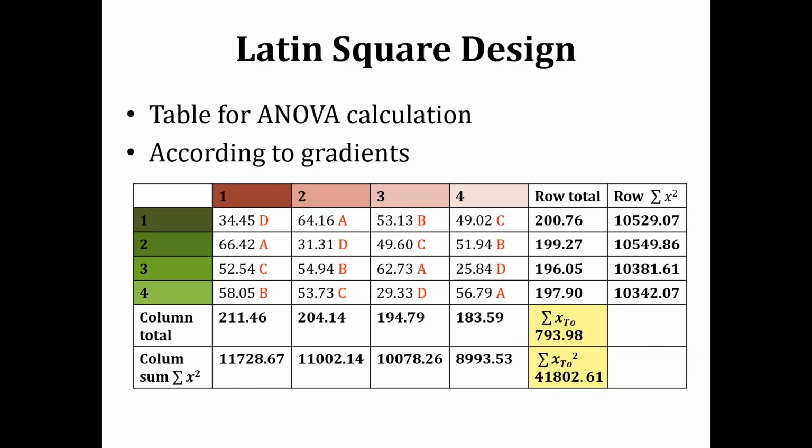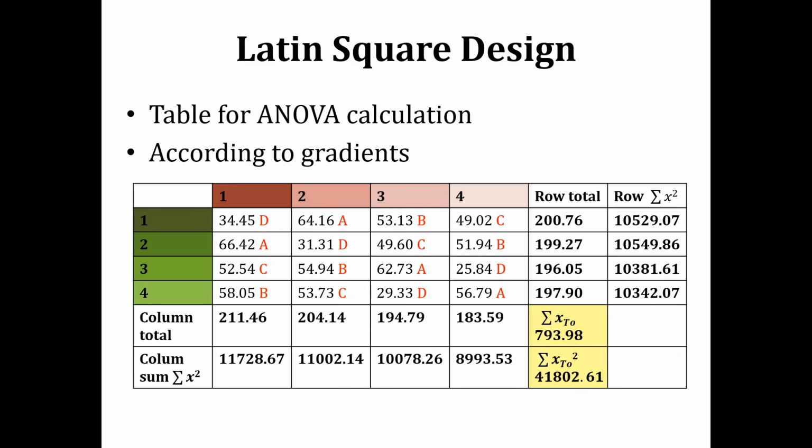And then we have 183.59, which is the sum of column number 4, which is the 4th gradient, 4th block of the river gradient, and it has got all the 4 treatments and all the 4 gradients of the road. And then if we move on to the roads, the total of the first row is 200.76. So this first row belongs to the first gradient of the road, and you can see that it has got all the treatments and it has got all the gradients of the river.